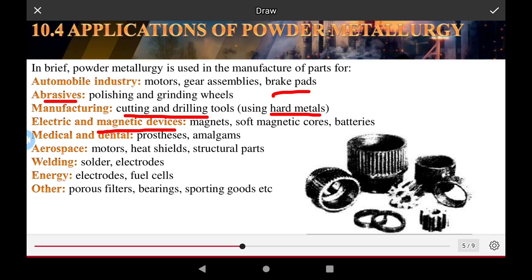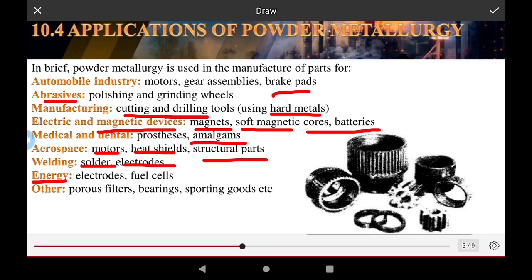The application of powder metals includes electric and magnetic devices, magnetic and soft magnetic cores, and medical and dental applications, including the analysis of materials. The aerospace industry also applies powder metallurgy, making motors, heat shields, and structural parts and components. Welding is also used for the product, with soldering and solder for the electrodes.